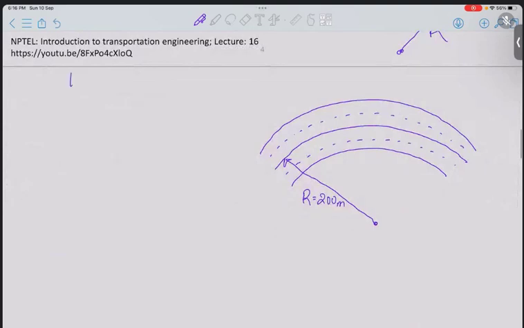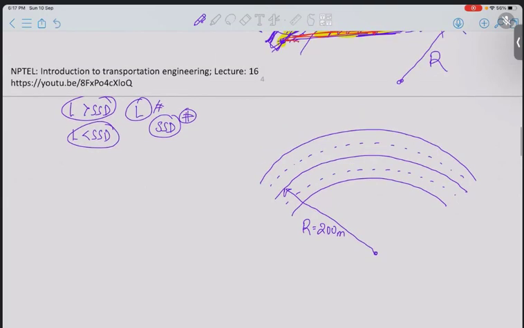Since we are not given the length of the curve, if you remember, there are two types of conditions: when the length of the curve is greater than SSD, the stopping sight distance, and when the length of the curve is less than SSD. So since we are not given the length of the curve, we are going to use the SSD to calculate the setback distance. This is the SSD we calculated from the previous part of the question, that is 125 meters.